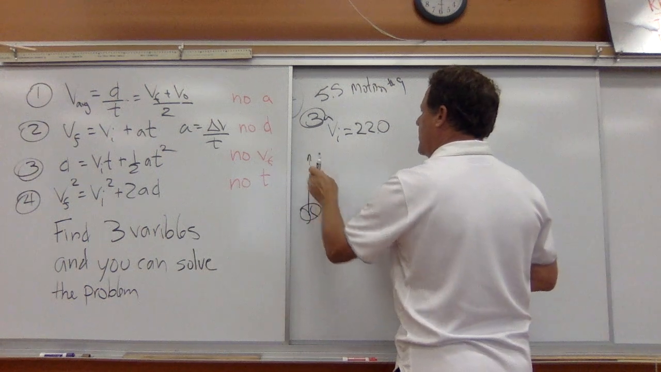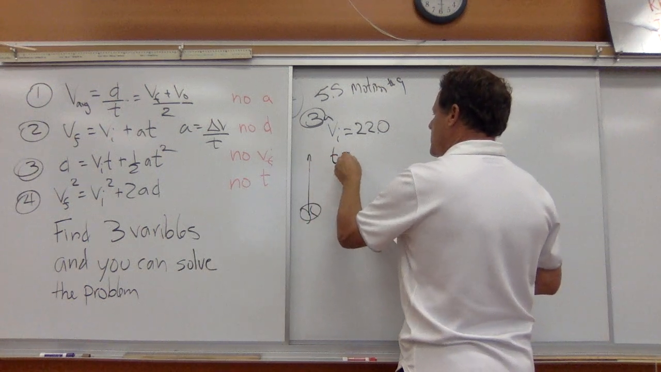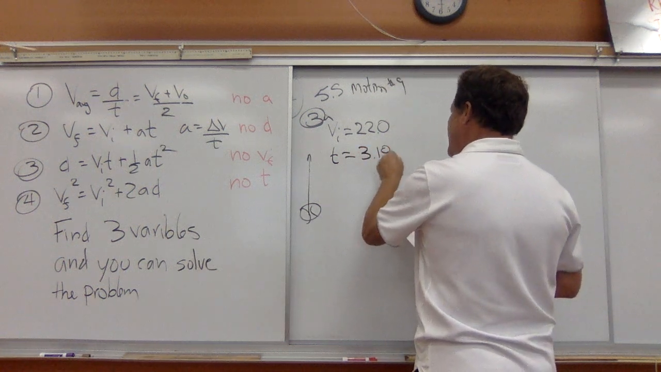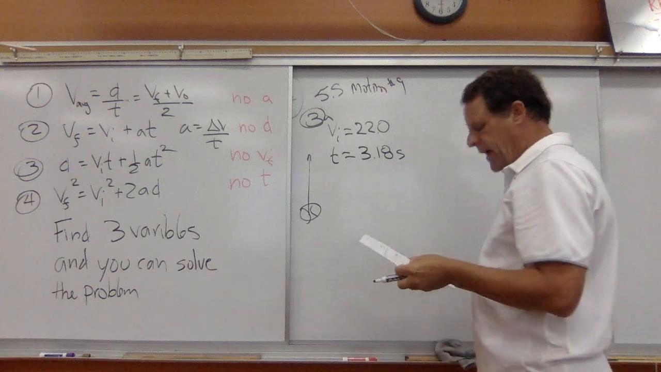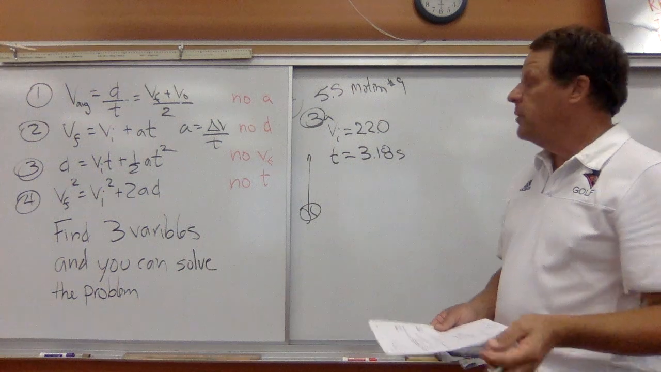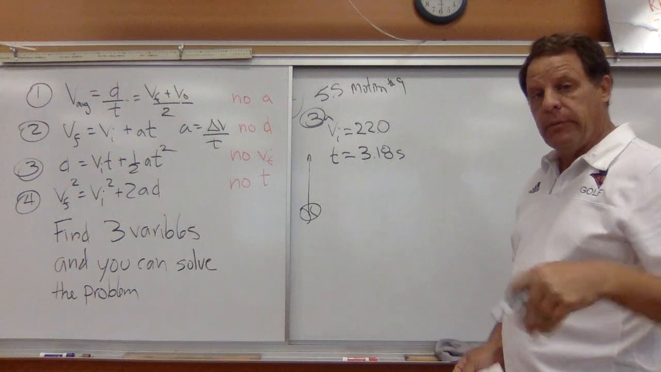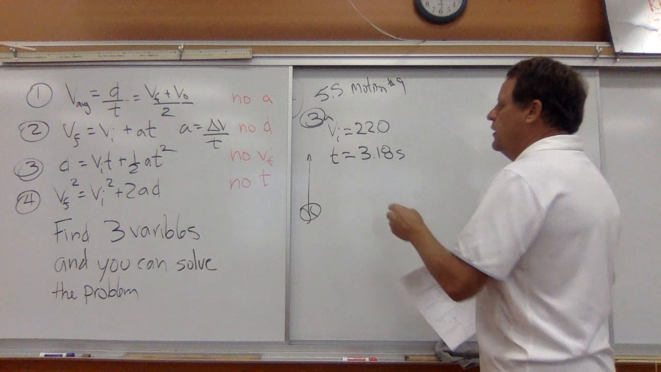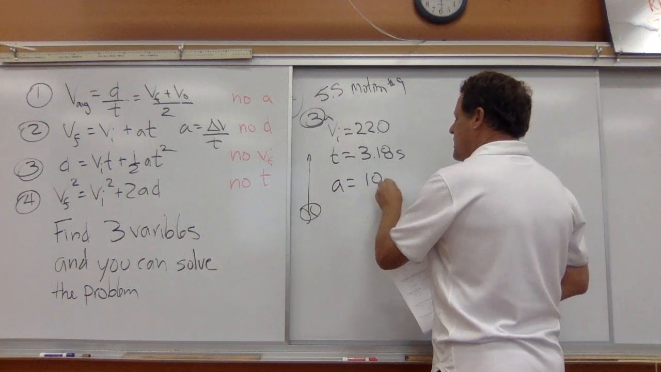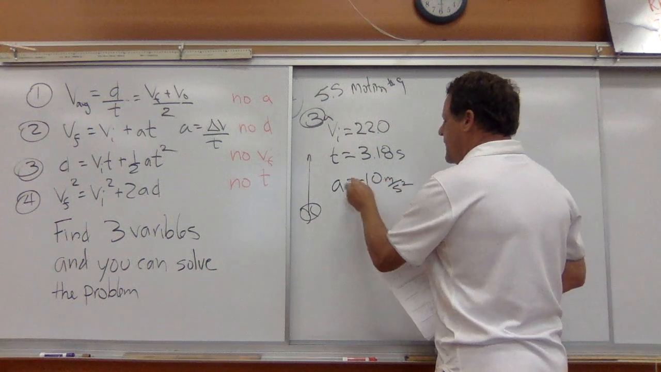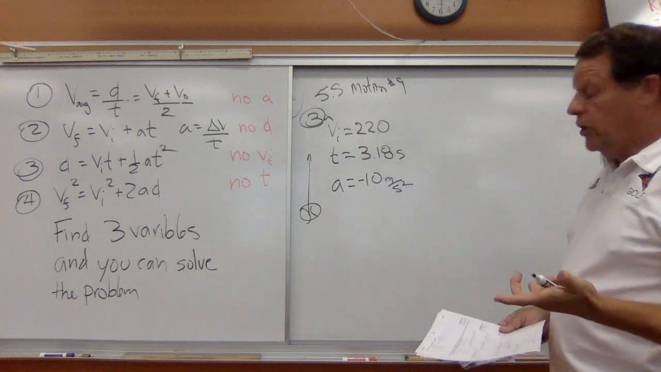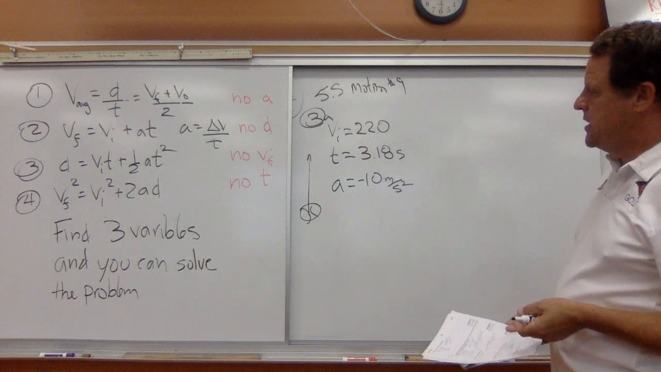Let's draw a little picture here. The ball is going up into the air. We are given a time of 3.18 seconds. And what's the acceleration? Remember, we're kicking the ball, and it's going to be up in the air in free fall. So we know that the acceleration is equal to 10 meters per second squared. And again, we're going to call up positive, therefore the acceleration, which you can also call g, is negative 10.